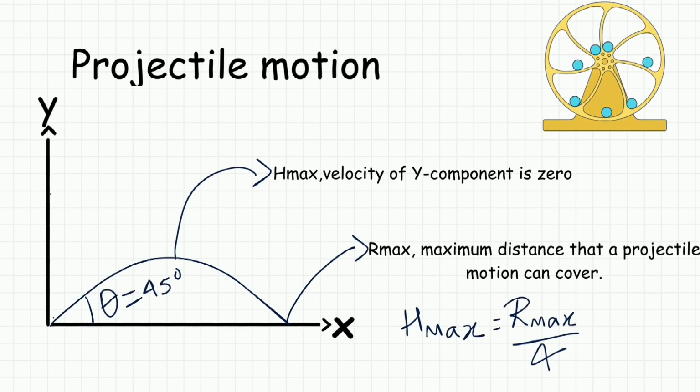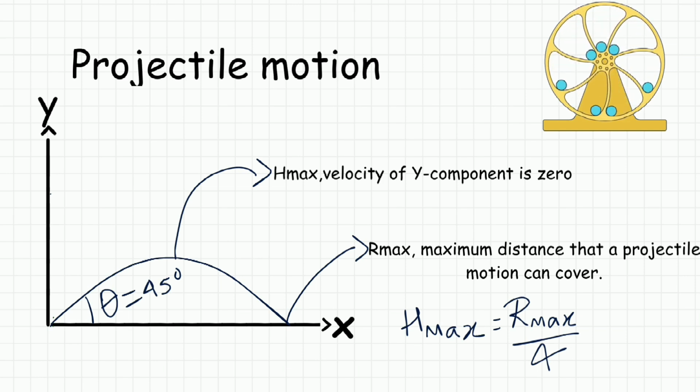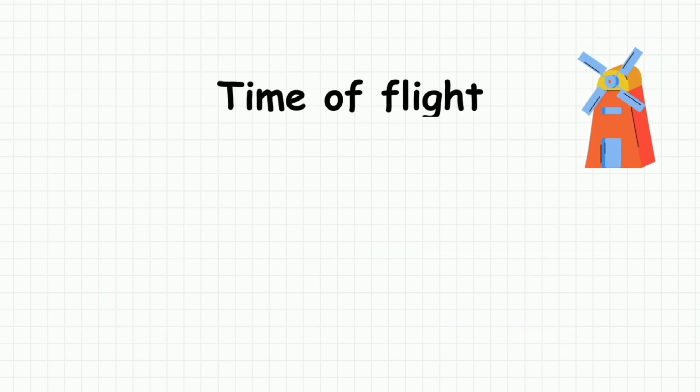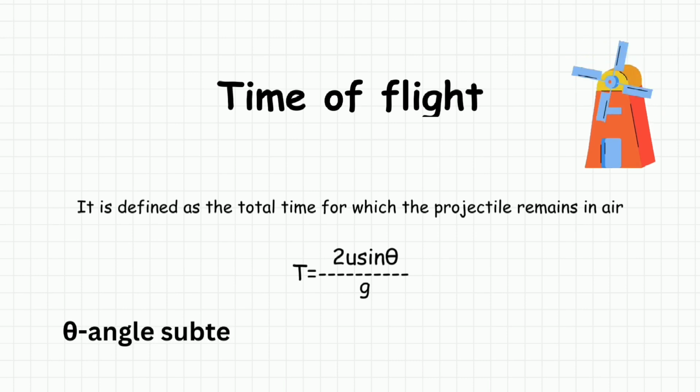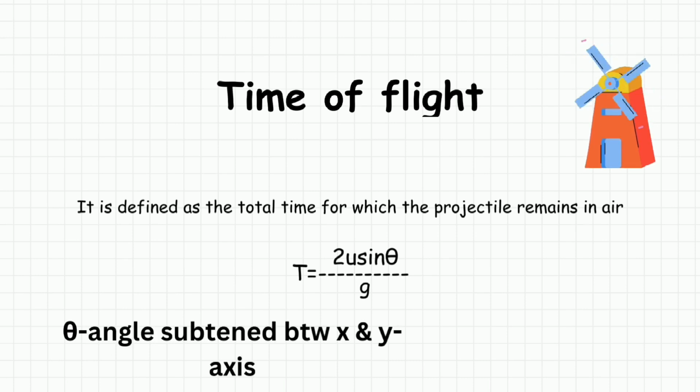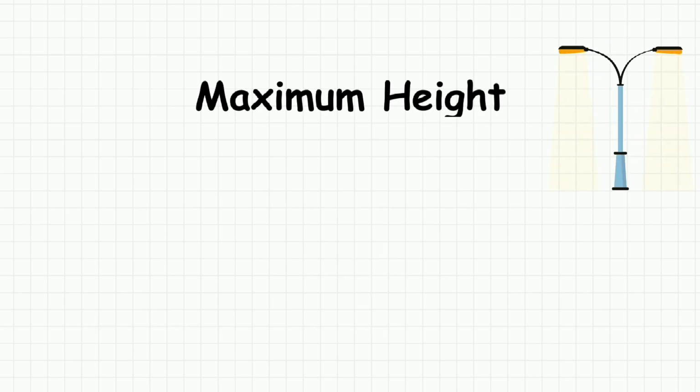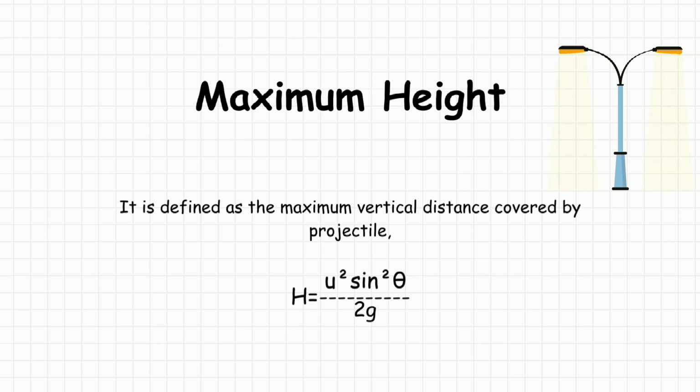Projectile motion. At H max, the velocity of the y component is 0. R max is the maximum distance that a projectile can cover. Time of flight. It is defined as the total time for which the projectile remains in air. T equals 2u sin theta by g, where theta is the angle between the x and y axis. Maximum height. It is defined as the maximum vertical distance covered by the projectile. H equals u² sin² theta by 2g.